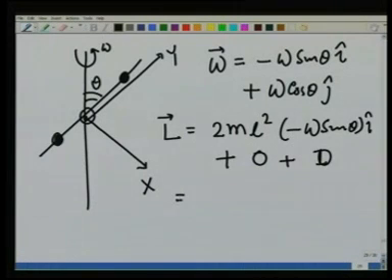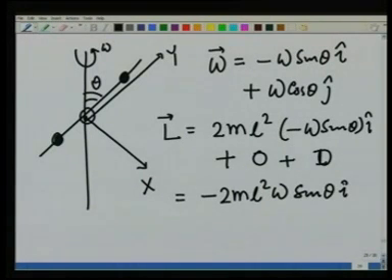So, L comes out to be minus 2 m L square omega sin theta in the i direction, that is in this direction. Obviously, as the rod rotates, the L will also rotate, because these sets of axes are also rotating with the body. They are very specifically oriented about the body, but this is L.